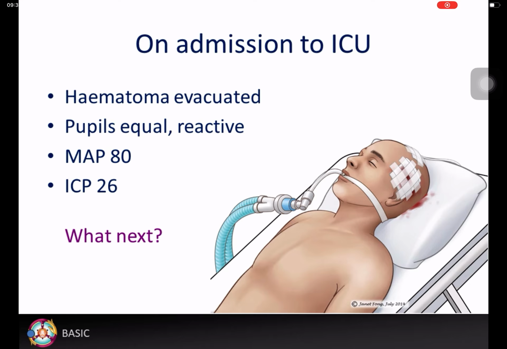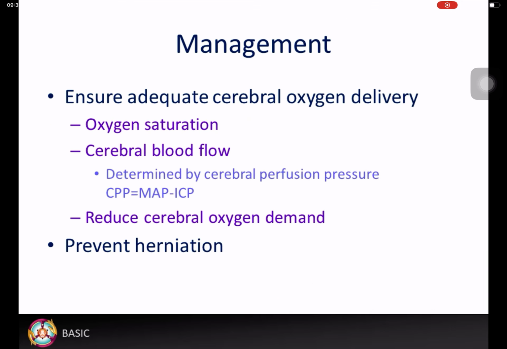Following his operation, the patient is admitted to ICU. His pupils are equal and reactive, his mean arterial pressure is 80 millimeters of mercury, and his intracranial pressure is 26 millimeters of mercury. What should we do next? The priorities are to ensure adequate cerebral oxygen delivery and to prevent herniation.